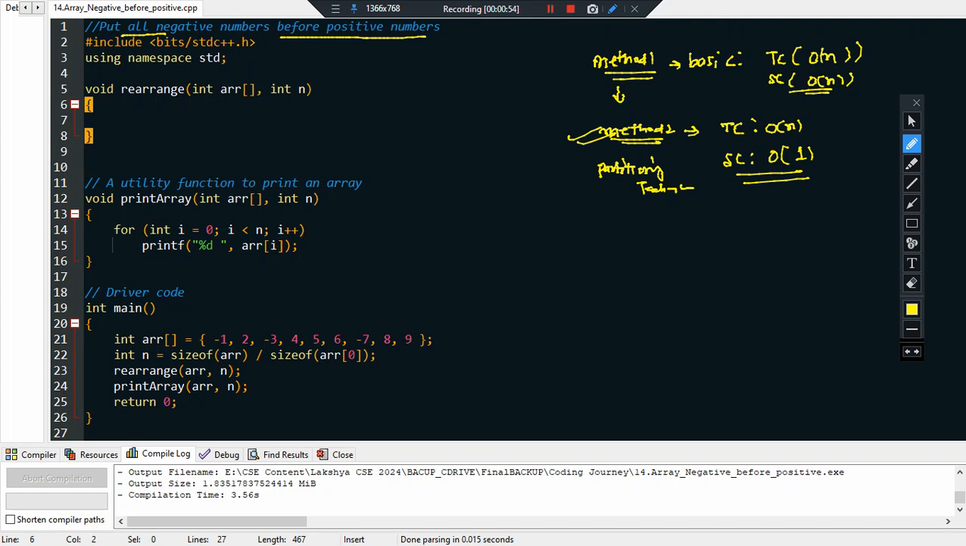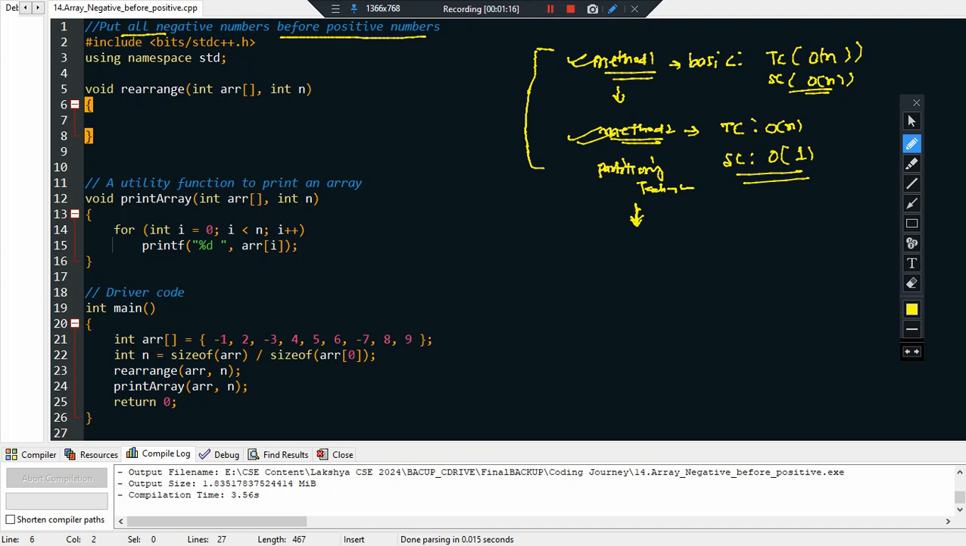Now, can we have another approach for solving this particular problem? Now, remember, before we begin, the relaxation that was provided in these two problems was that the relative ordering of the elements is not necessary to be maintained, right? So, basically, the only objective is to have the negative numbers towards the extreme left and the positive numbers towards the extreme right, and they don't bother about the relative position of the elements, right?